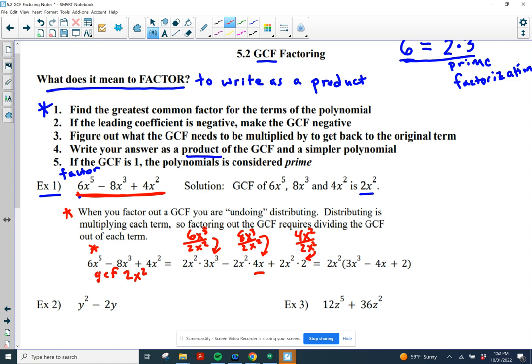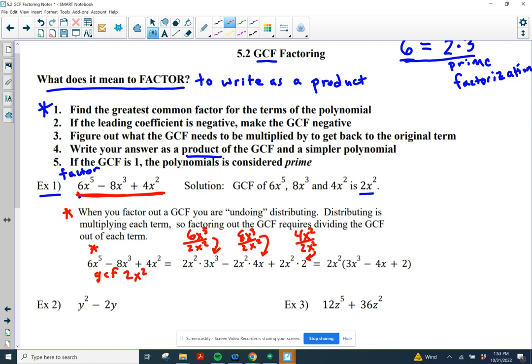Okay? So what I have done is I've rewritten each of the three terms that we started with. 6x to the fifth, there it is. The 8x to the third, there it is. And lastly, the 4x squared. We've written them as GCF times whatever remains.